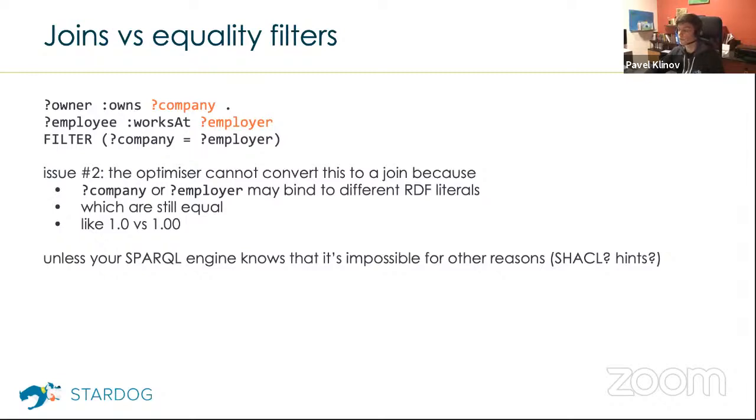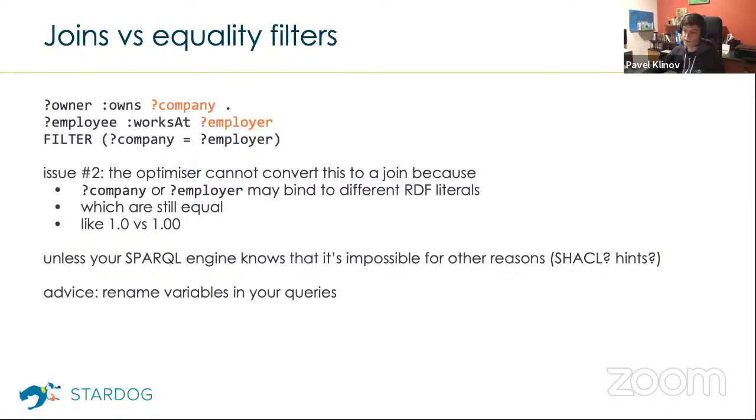You can only do that if the query engine understands that the range of the owns property and the range of the works at property is RDF terms for which equality behaves the same as identity, like IRIs or strings, but not numbers. And in general, query engines don't know that unless there are some hidden assumptions.